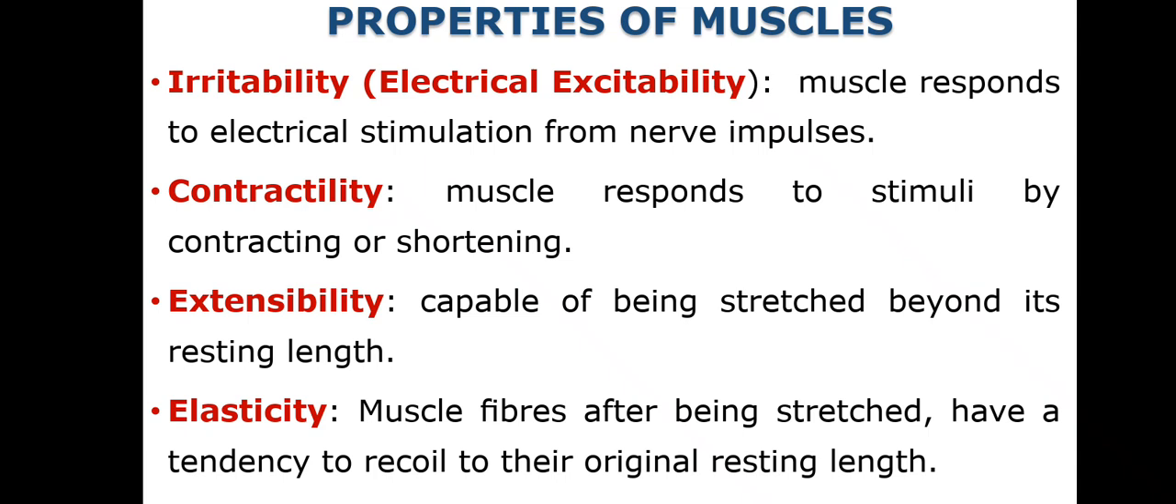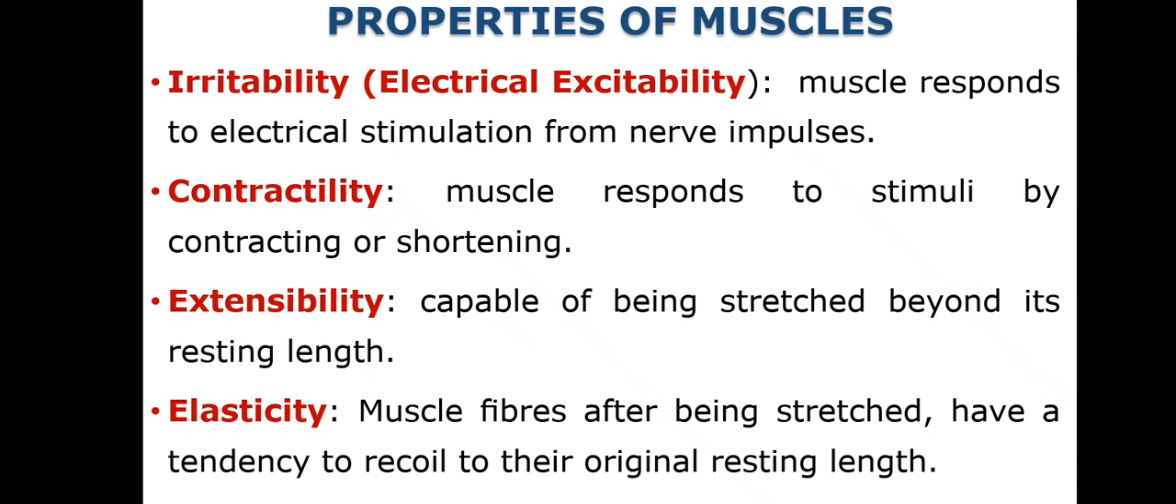For example, muscle fibers. When we say muscle fibers, we're just talking about muscle cells. After being stretched, they have the tendency to recoil. If you like physics, you know what it means, to go back to the distance that was initially there. So these muscles, after being stretched, recoil to their original or resting length. They can be extended, yes, but after whatever is making them extend is over, they recoil back to their initial length.